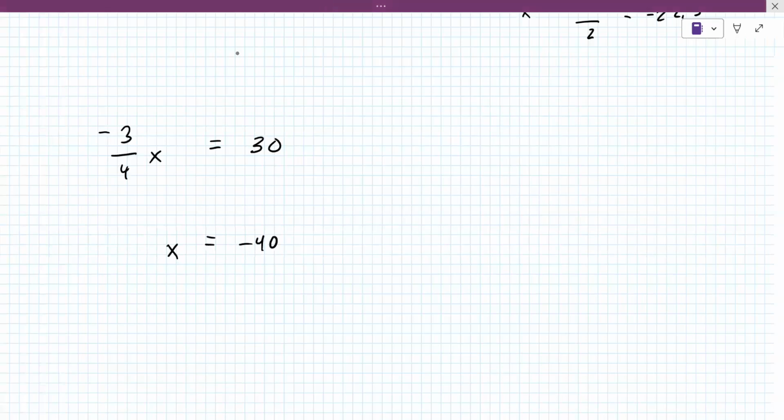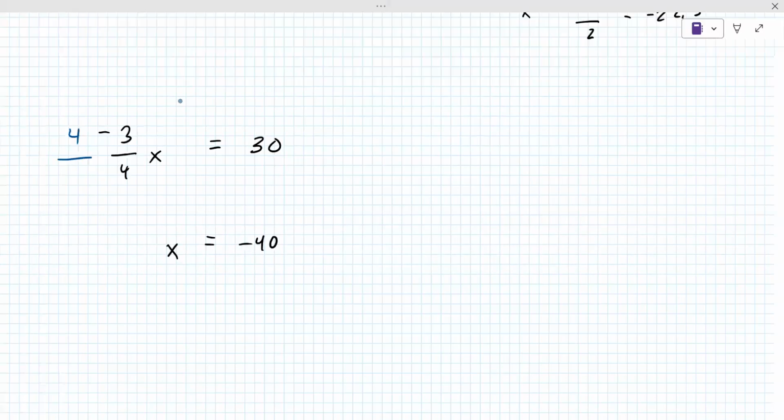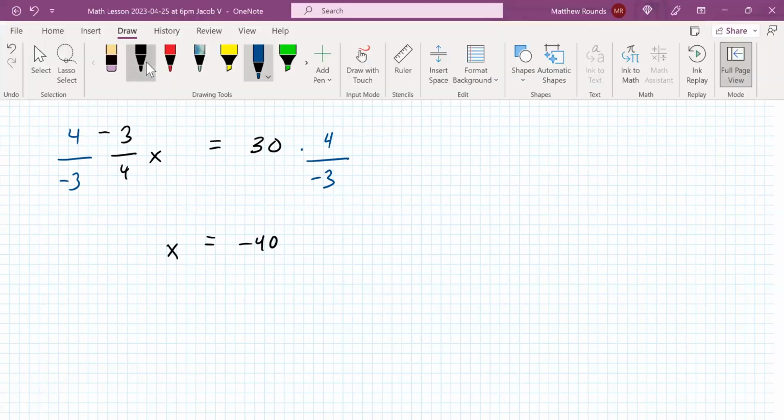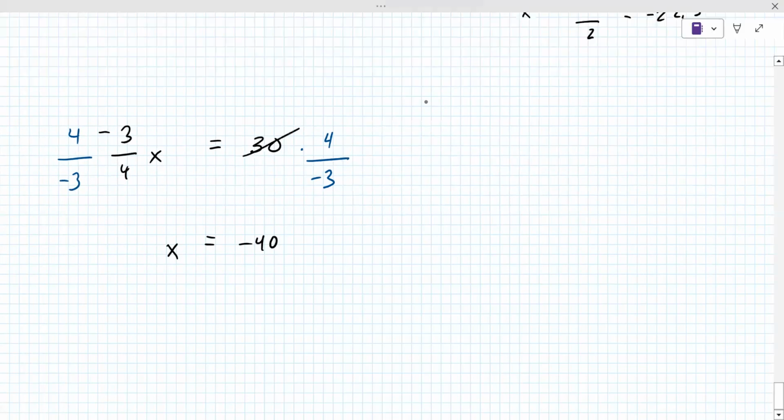Did you multiply both sides by the reciprocal? Yes. Now on the right side here, did you multiply or divide first? I divided first. You did. That's very good. That is the better way to do it, because when you divide, pre-reduce, things get better. It ends up being -40. Good.